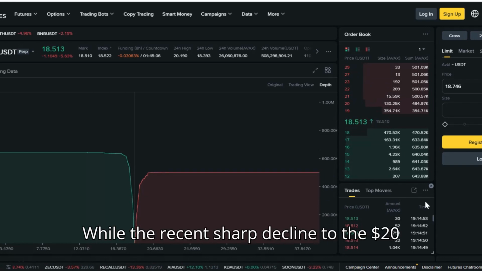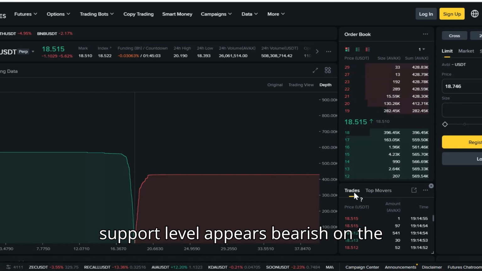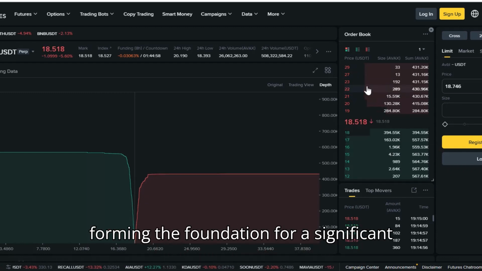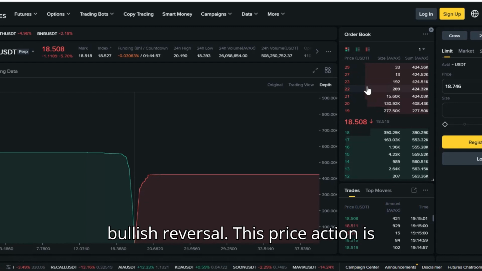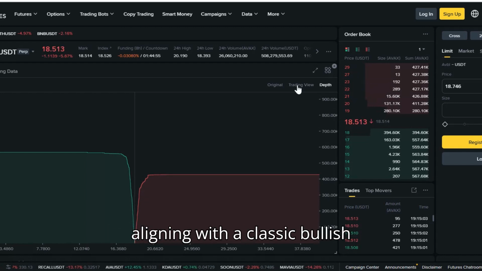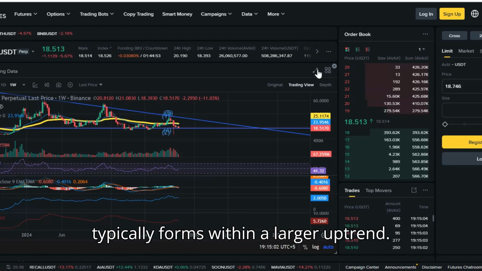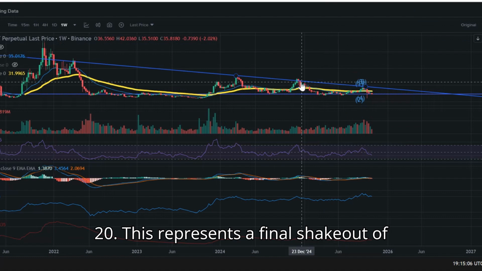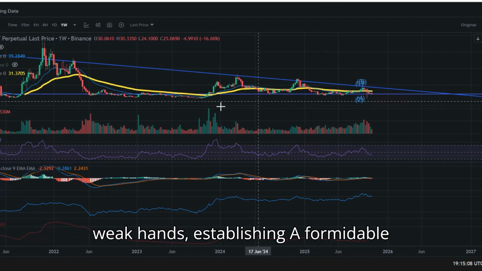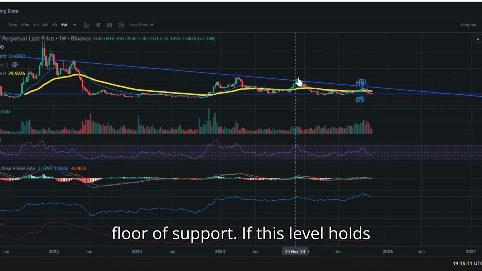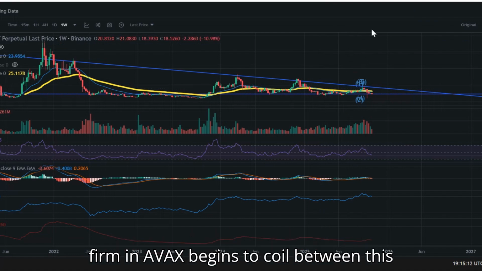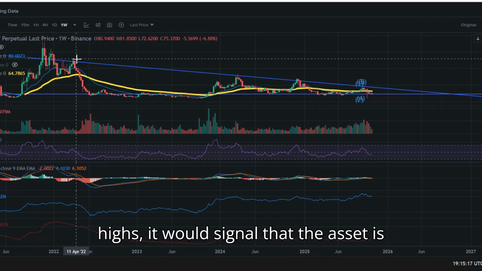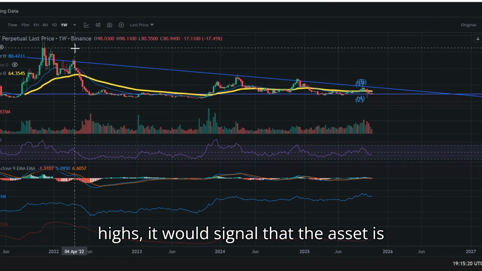While the recent sharp decline to the $20 support level appears bearish on the surface, it could paradoxically be forming the foundation for a significant bullish reversal. This price action is aligning with a classic bullish descending triangle pattern, which typically forms within a larger uptrend. The scenario suggests that the drop to $20 represents a final shakeout of weak hands, establishing a formidable floor of support. If this level holds firm and Avax begins to coil between this $20 base and a series of descending lower highs, it would signal that the asset is consolidating and building energy.